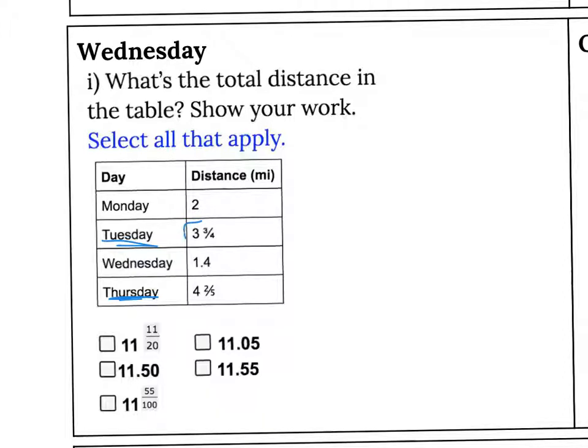Okay, so Tuesday is 3 3/4. That's going to be 3 and a decimal. Now we need to figure out the 3/4. 3/4 is going to be converted into a decimal. You put the numerator in the fraction house, the denominator goes outside. It's the same thing for 4 2/5, okay?